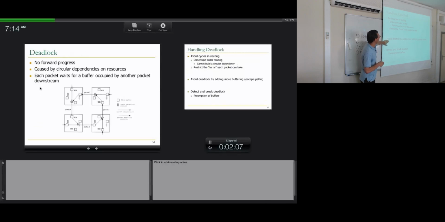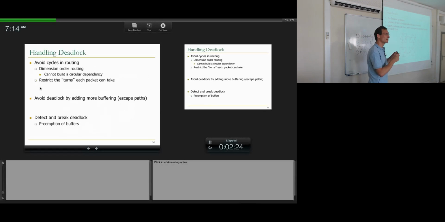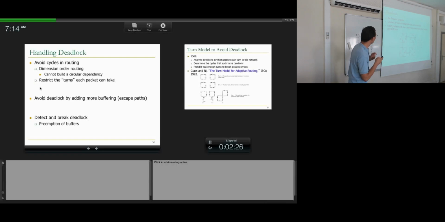You can avoid deadlock by adding more buffering. Basically, you have these escape paths. Here, for example, you have only one path going from here to here. But if you have an escape channel that enables this packet to escape to some other buffer here, then you can fix this problem. But of course, you need to manage those escape paths nicely.